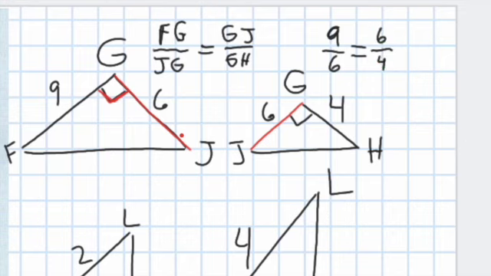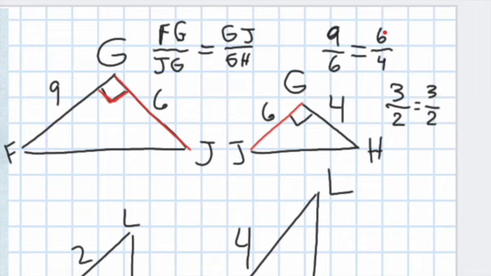Is that proportional? Well, I can reduce both sides. 3 goes into 9 over here 3 times, and 3 goes into this 6 over here 2 times. And on this side of the equation, I have a 6 and a 4. Well, 2 goes into 6 3 times, and 2 goes into 4 2 times.